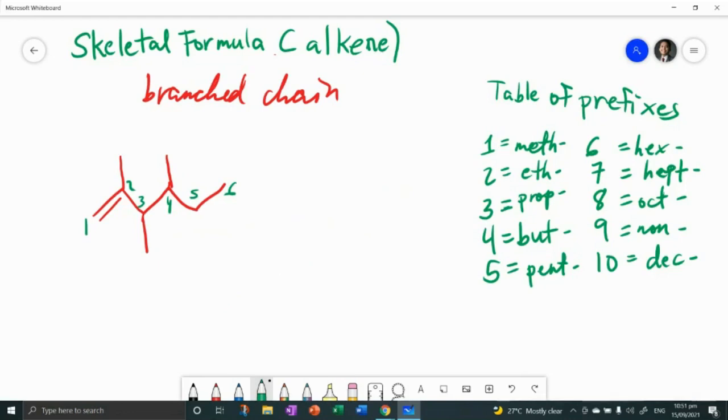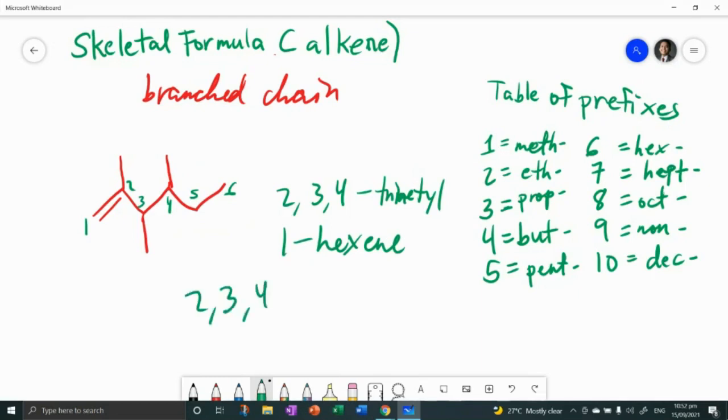And then suddenly dito sa part na ito, tatlo yung present na methyl group na nandito. So ang ilalagay natin 2, 3, 4, since magkakasama naman sila. 2, 3, 4 trimethyl, since tatlo yung kanilang methyl group. And then since 6 siya, hexene. And then suddenly yan, nasa portion na yan, nasa 1. So, ang pangalan niya is 2, 3, 4 trimethyl 1 hexene, yung kanyang pangalan.